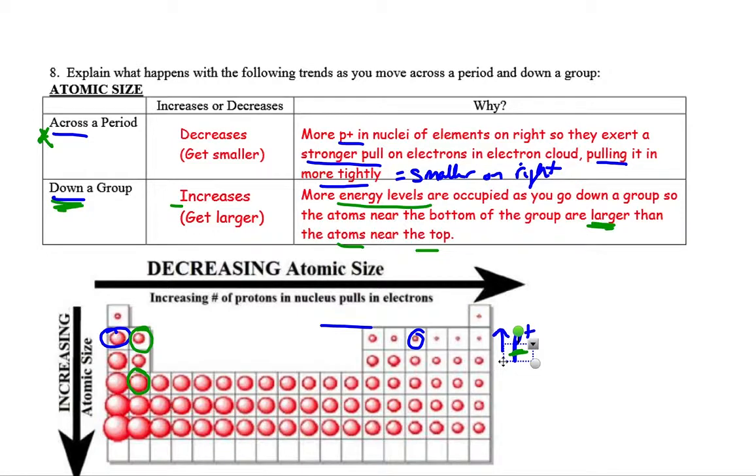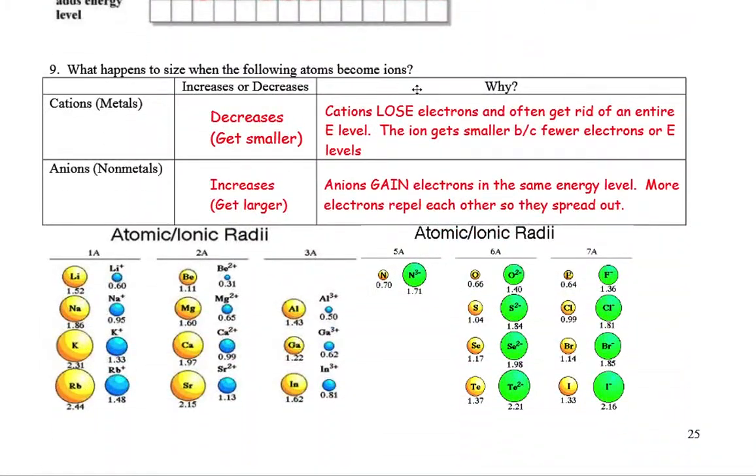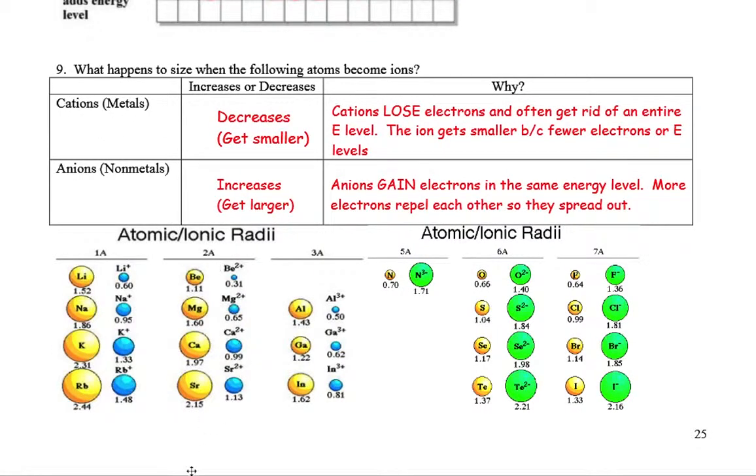Oh, and finally, let's talk about ions here. What happens to the size of the following atoms when they become ions? If we're talking about a cation, we're talking about something that is going to become positive. How does it get positive? It loses electrons. All your metals, they have that T in the middle too. The metals are going to give up electrons, they're going to lose electrons, and the atom is going to be big, the ion is going to get smaller.